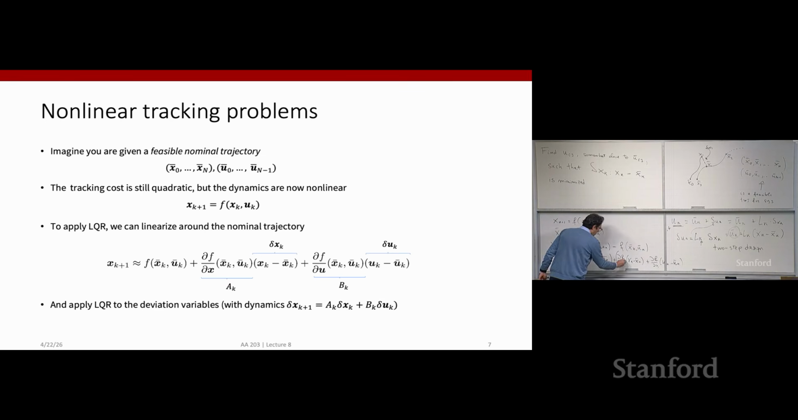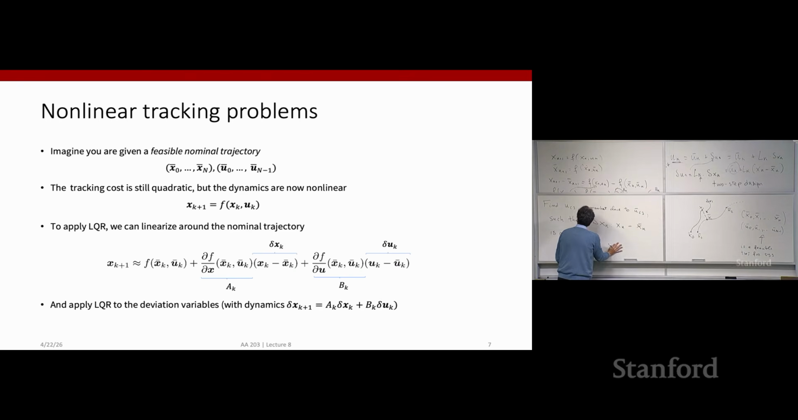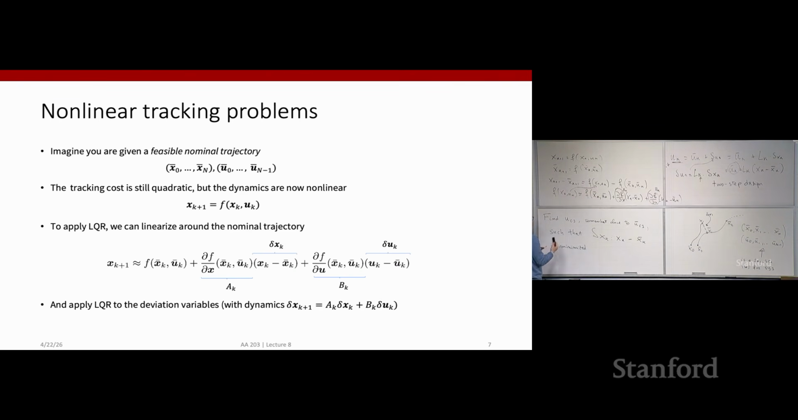So let's call these derivatives A_k. Let's call these derivatives B_k. So once we plug this formulation in here, what we get is s_{k+1} minus x bar k. So I'm just substituting in here the linear approximation of f(x, u).